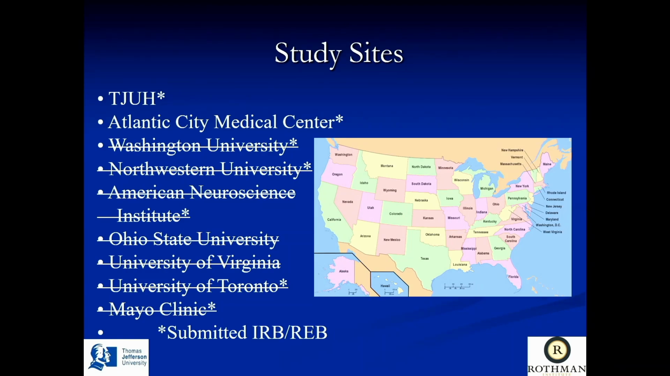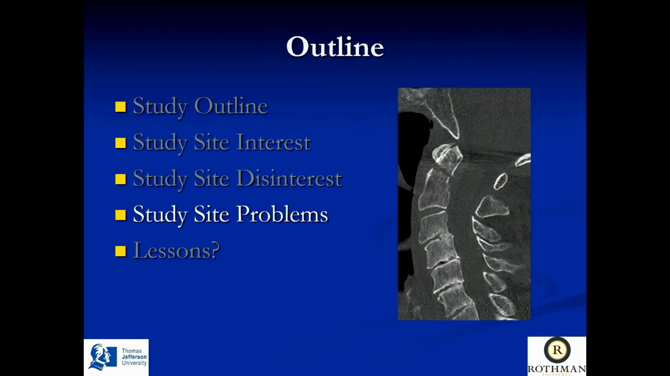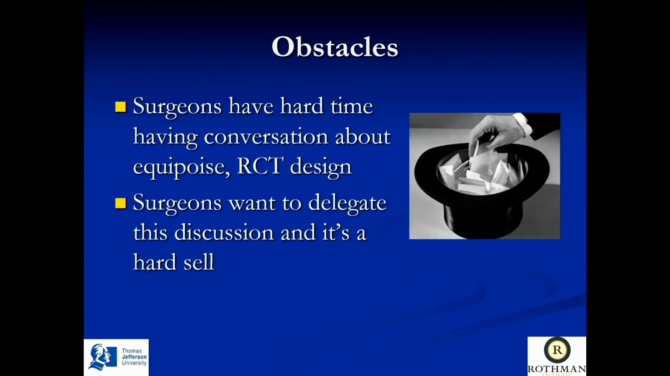There were a number of problems which I think led to this lack of ability to actually pursue this study in earnest. These are the obstacles which, in retrospect, I identified. One, surgeons had a hard time having a discussion about equipoise. Some of this is people's own biases in terms of how these patients should be treated. Some was that it's a pretty dramatic flip of the coin between having an instrumented fusion and going in a collar. So I think that is a bit of an obstacle.